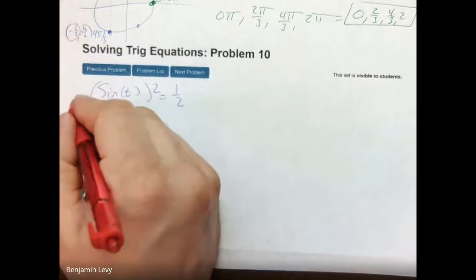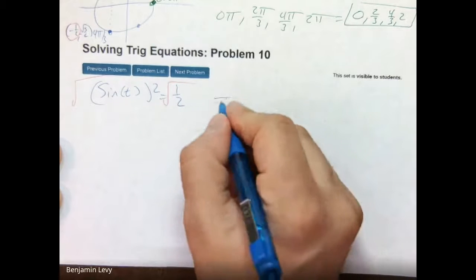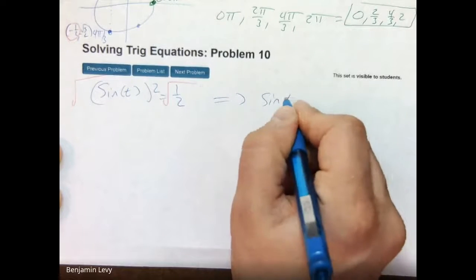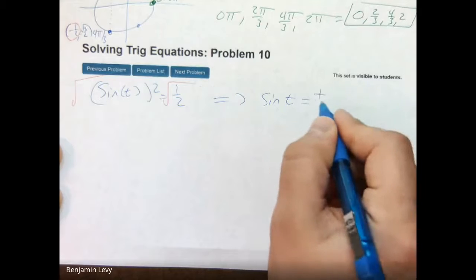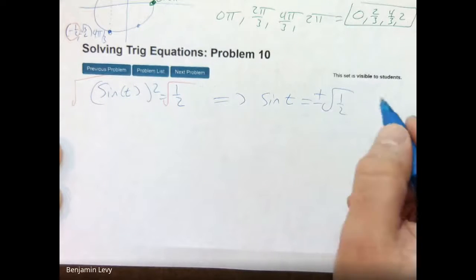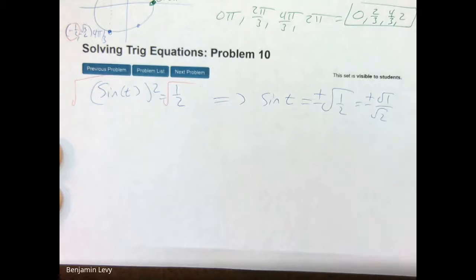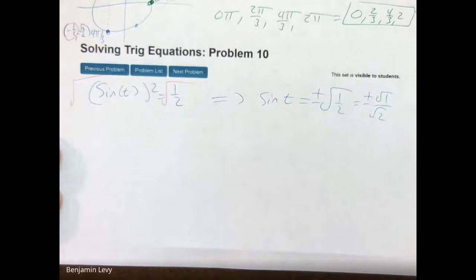And so we take a square root. And when you square root both sides, the square goes away on the left, but you get plus or minus on the right, right? And this is plus or minus square root of 1 over square root of 2. And we know that the square root of 1 is just 1. And so this is plus or minus 1 over root 2.